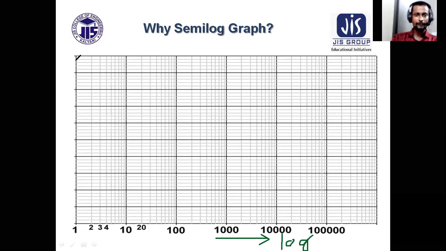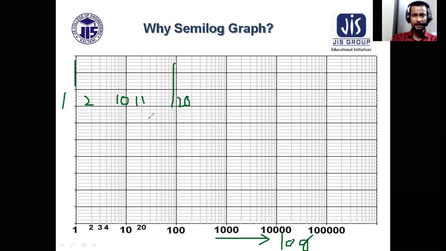Suppose we have a millimeter graph paper of this much length. So this is 1, this should be 2, similarly this should be 10, this should be 20, this should be 11, uniform gap should be there, this should be 20. So in millimeter graph paper, we are having a variation of 1 to 20 within this span. In semi-log graph paper, we have a variation of 1 to 100 within the same span.